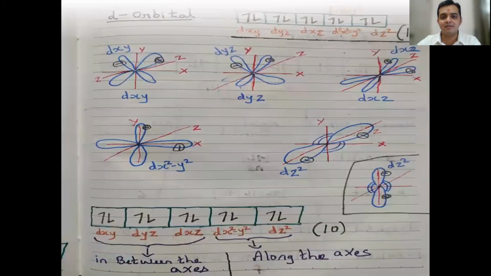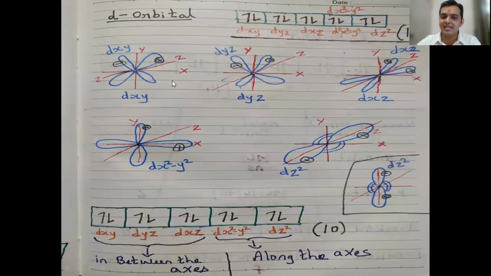Coming to the d orbital. D orbitals in books we know as dxy, dyz, dxz, dx square minus y square, dz square. How many orbitals? Five orbitals. So I have represented five boxes, and each orbital contains two electrons. One clockwise, one anti-clockwise, one upward arrow, one downward arrow. So this is how we present it.